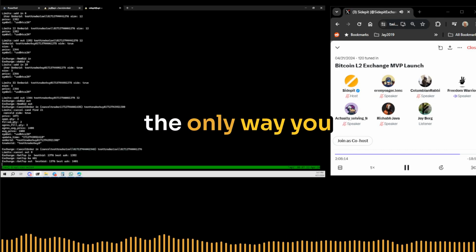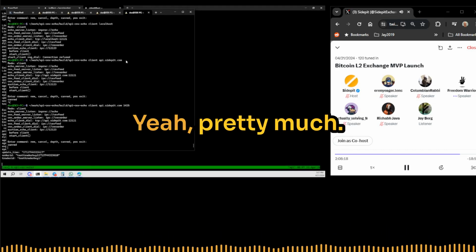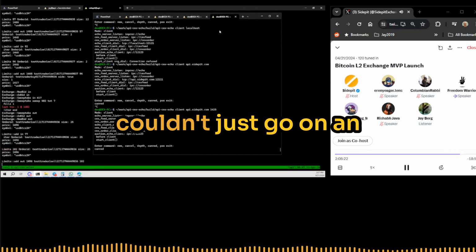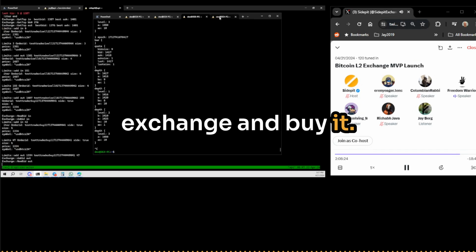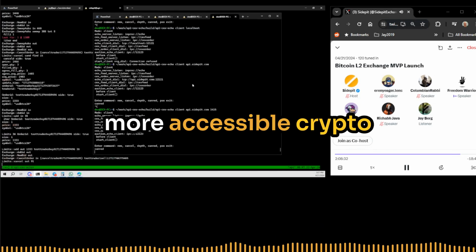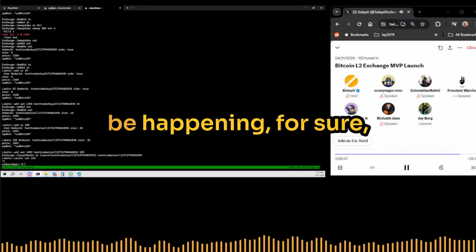Back then, the only way you could get Bitcoin was by mining it, right? Yeah, pretty much. That was the only way you could get it. Or Dogecoin, for example. You couldn't just go on an exchange and buy it. So I think the more accessible crypto becomes, the more shady stuff is going to be happening, for sure.